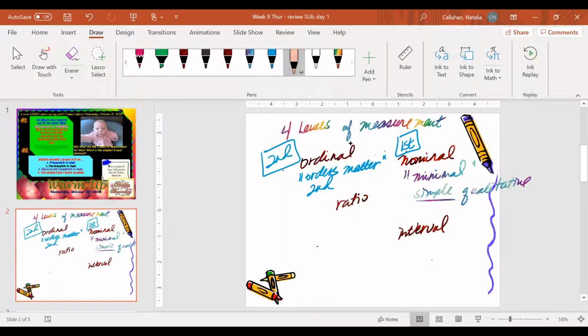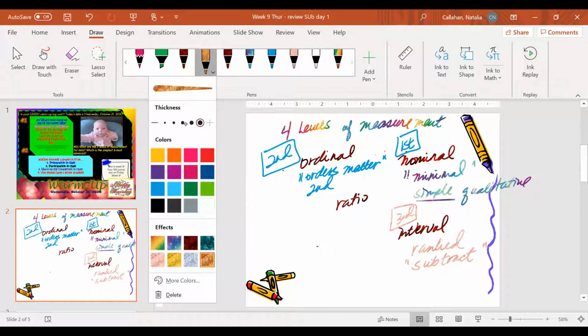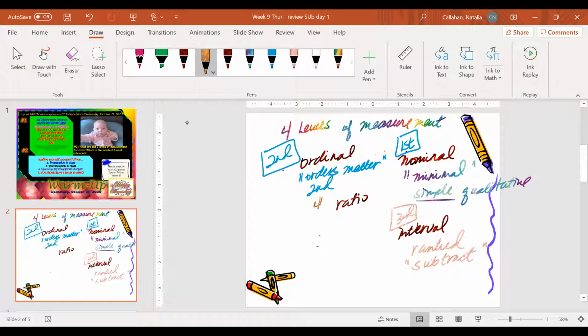we have interval, which is also quantitative, which means it is going to be with numbers, okay? And with this one, it could be ranked. Ranked, and remember, you can also subtract the data. And then, of course, lastly, what we have is the 4th one. And with that one, it is ratio.